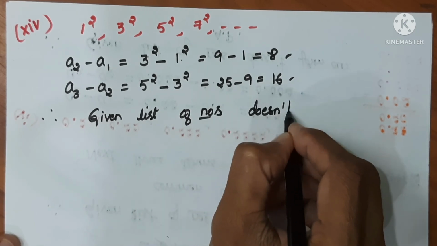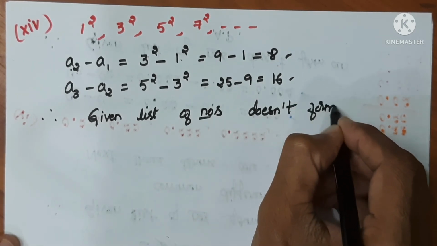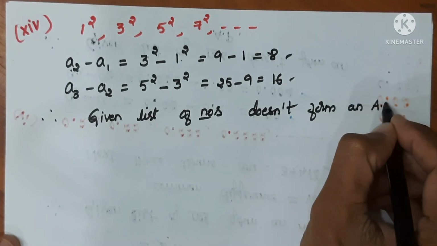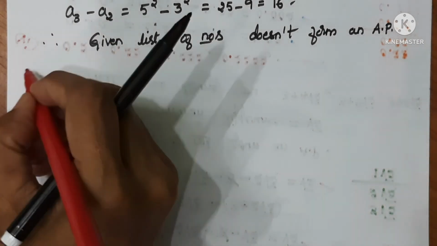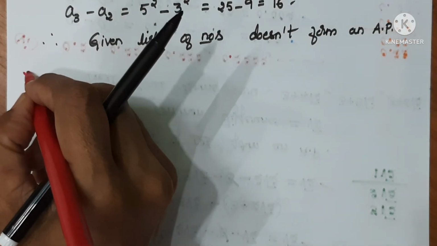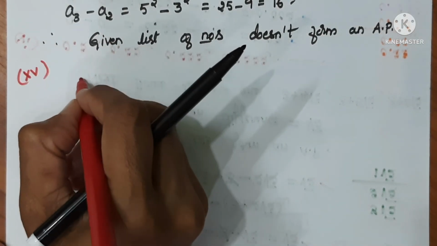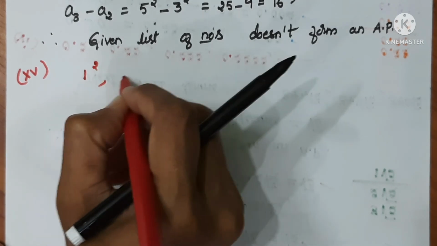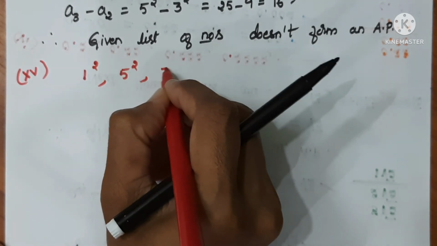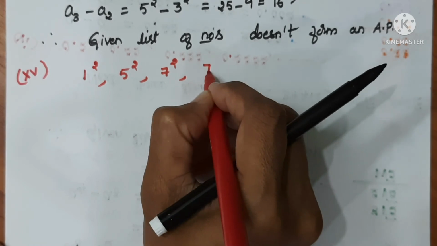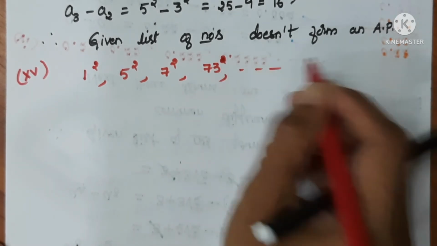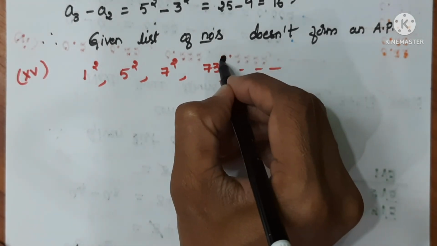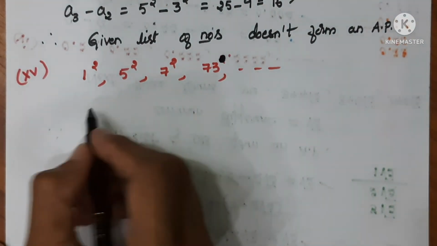does not form an AP. Now let us find the last one, the 15th one. 1 square, 5 square, 7 square and 73. Sorry, this last one is only 73, there is no square here. Now first let us find the difference.